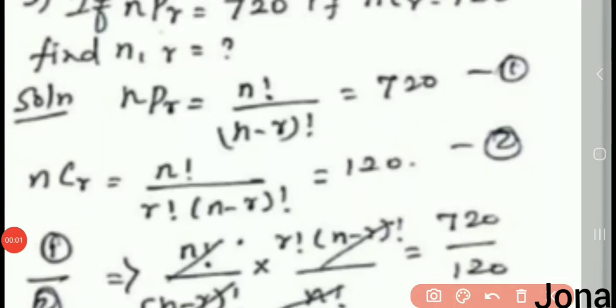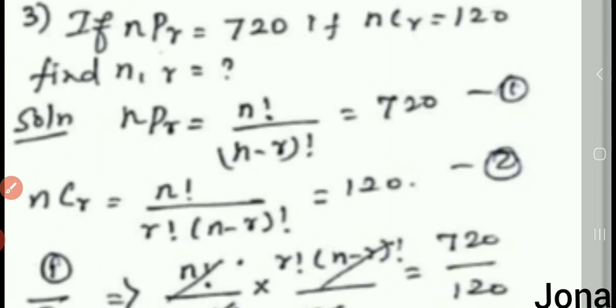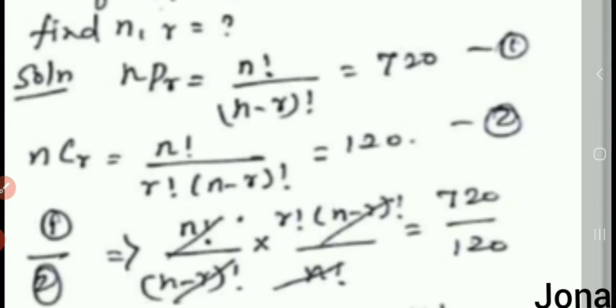Third problem: if nPr equals 720 and nCr equals 120, find n and r. Here we are given nPr equal to 720 and nCr equal to 120. From these two I want to find the value of n and r. Okay, so now I can take this nPr.